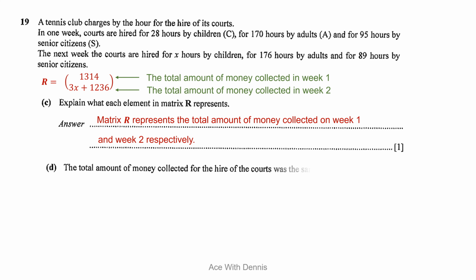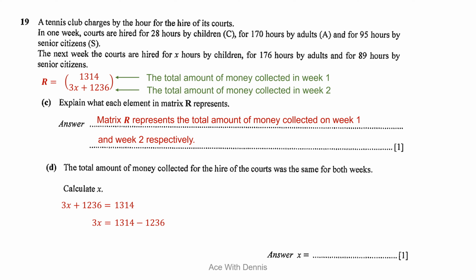D. The total amount of money collected for the hire of the courts was the same for both weeks. Calculate X. 1 mark. So since the total amount of money for each week is the same, then we can equate them together. 3x plus 1,236 equals 1,314. Then we solve this equation.